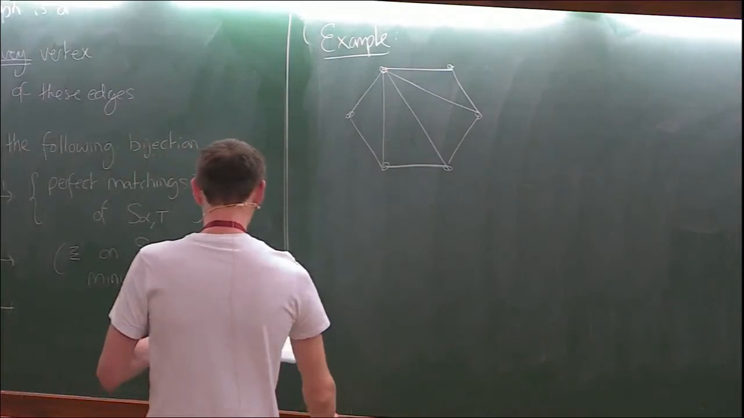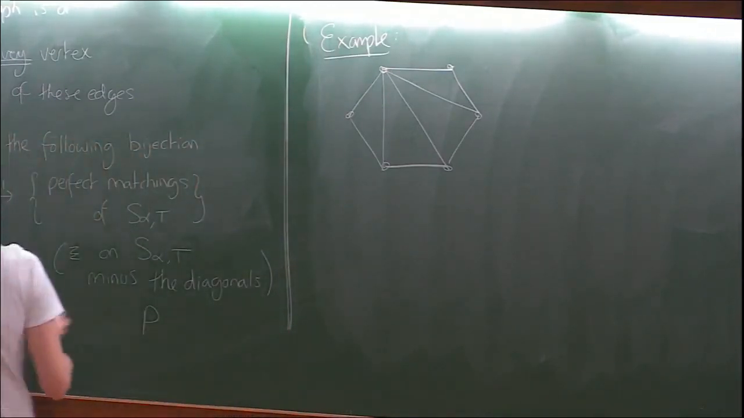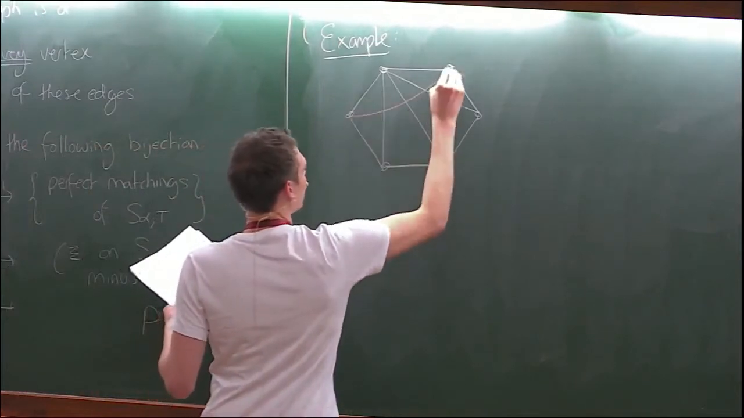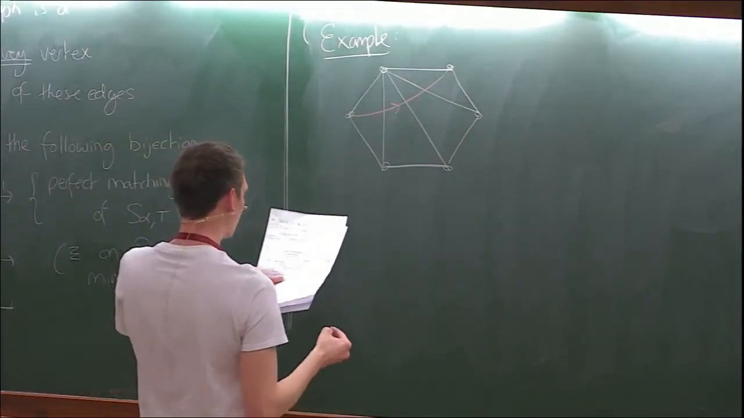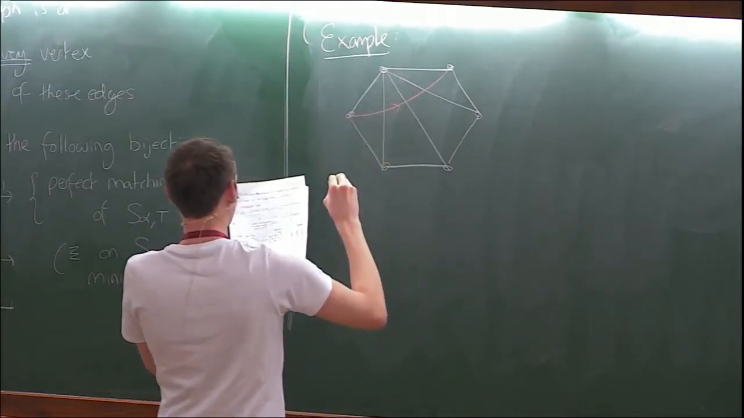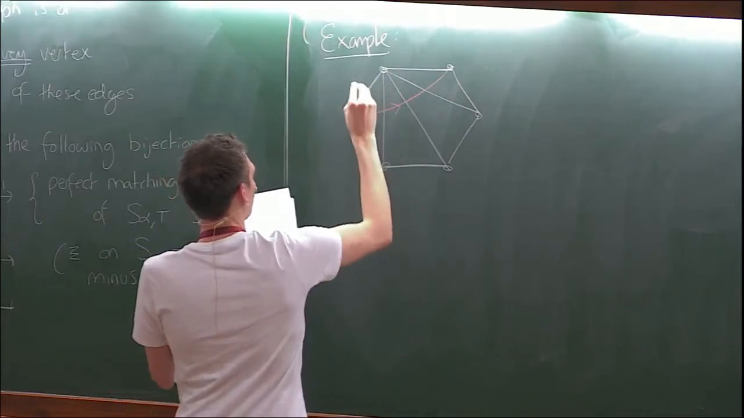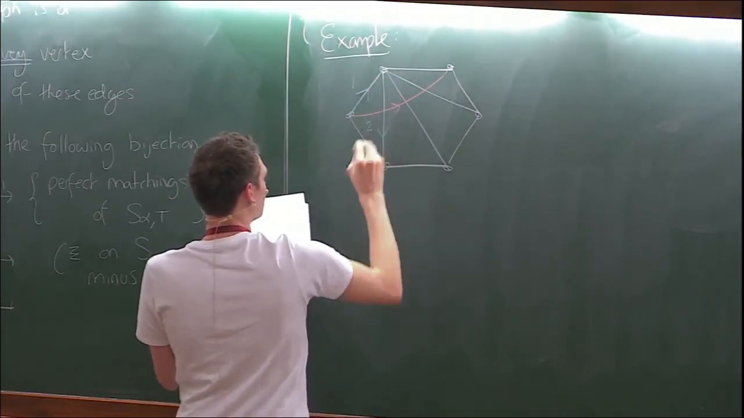Okay, so remember our arc is going from this vertex to this vertex and oriented as such. So here we can go along one, we can come along down this edge.